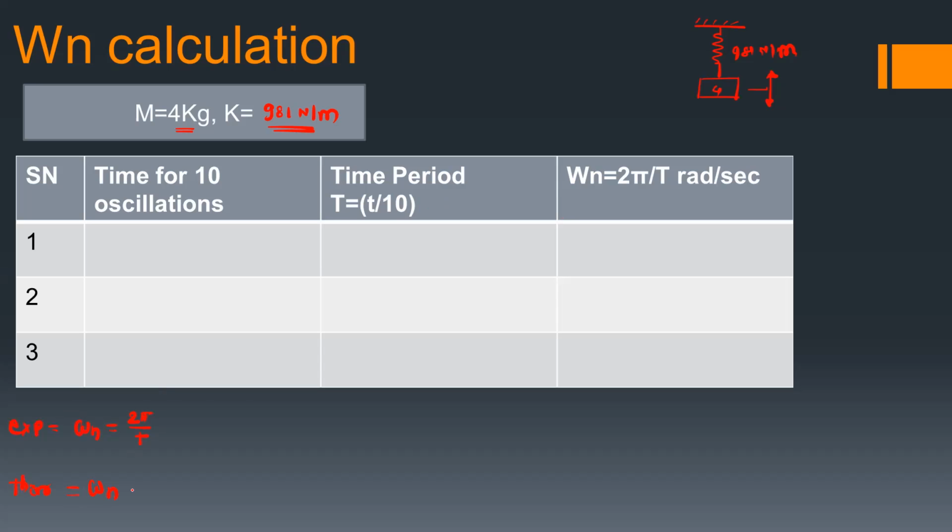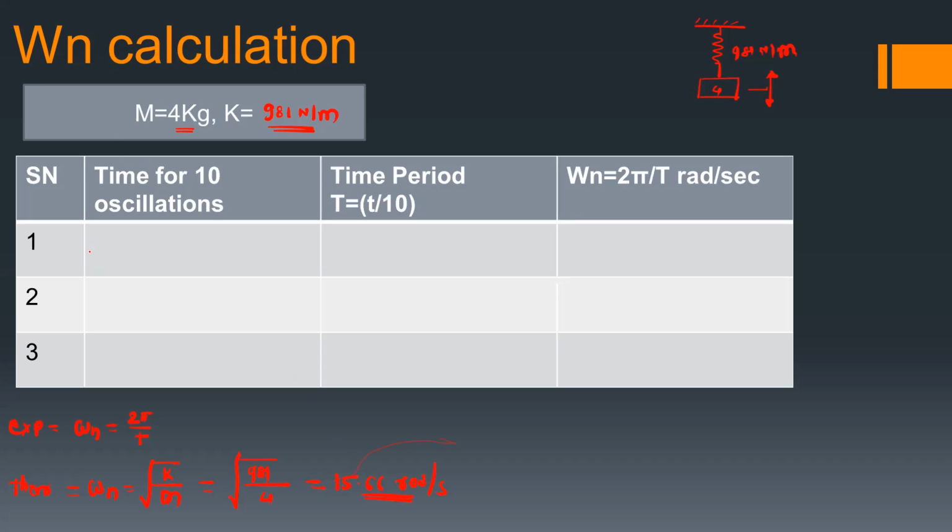The theoretical natural frequency is square root of k upon m. So k is 981 and the mass is 4 kg. So this value is 15.66 radian per second.